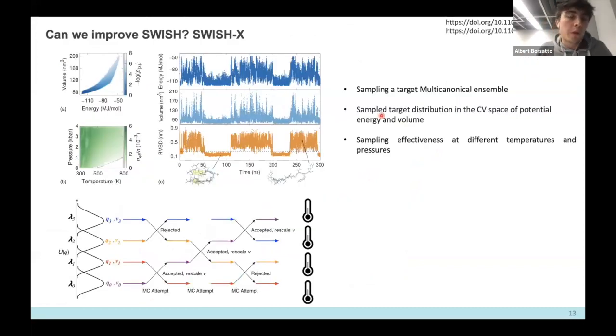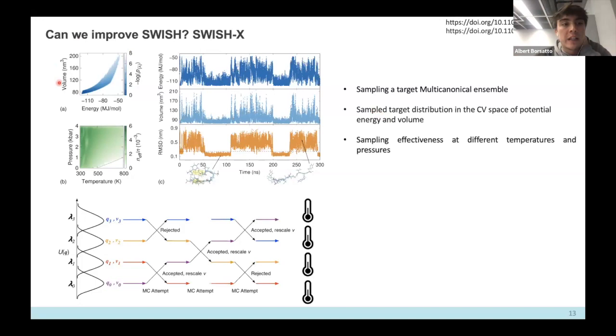Still, we were wondering if we could actually improve SWISH. And we came across this nice paper from Invernizzi et al., in which they use a single simulation to sample a multicanonical ensemble. So here, instead of sampling the canonical ensemble within one simulation, you're sampling a multicanonical ensemble that corresponds to a different range of temperatures and pressures, for example.